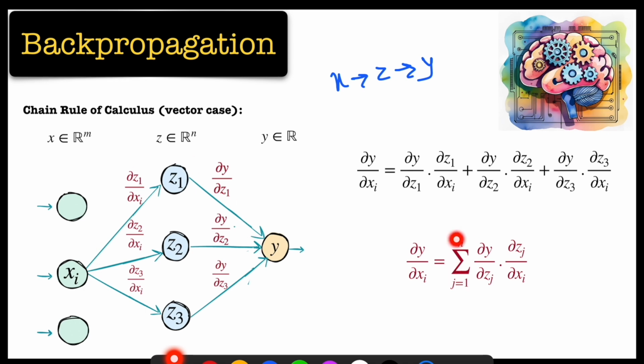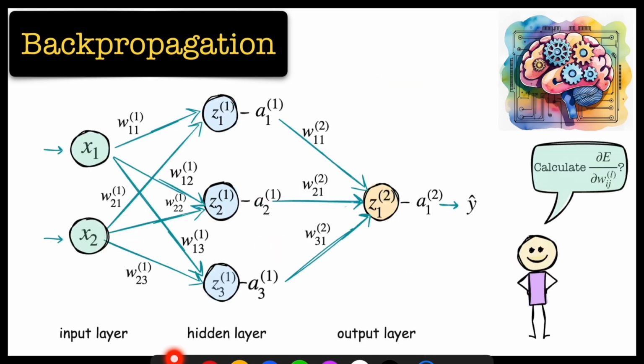Sum over z equals 1 to n for all these nodes: del y del zz times del zz del xi. So this is how we apply the chain rule for the vector case. Now we'll see how we apply this chain rule in our case.